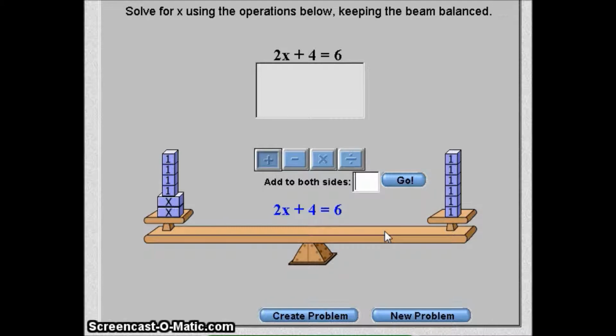Okay, so now I need to solve it. Let's remember our rules. We know that we have to use the inverse operation. We know that whatever we do to one side, we must do to the other. So let's take a look at what operations we have. We have multiplication and we have addition. Let's tackle our addition first. The inverse operation of addition is subtraction. So we're going to subtract 4.